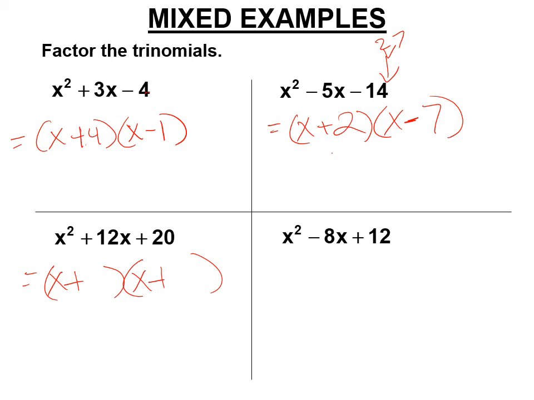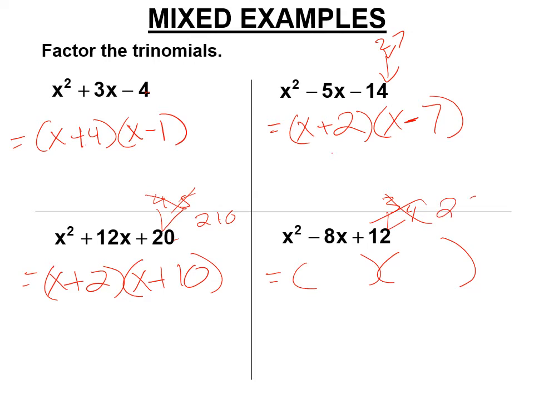This is easy. Multiply to make 20, add up to 12. I first thought it was 4 and 5, but that adds up to 9. 2 and 10, oh, they add up to 12. So x plus 2, x plus 10. Here, multiply to make 12, add up to 8. All right, well, 3 and 4 do that, but they don't add up to 8. 2 and 6, they add up to 8.